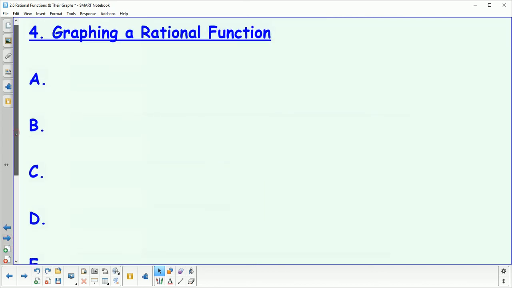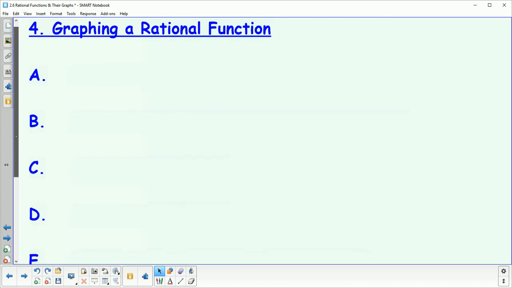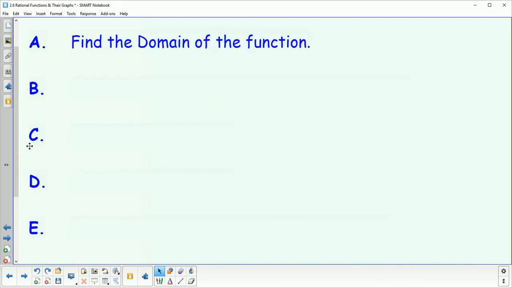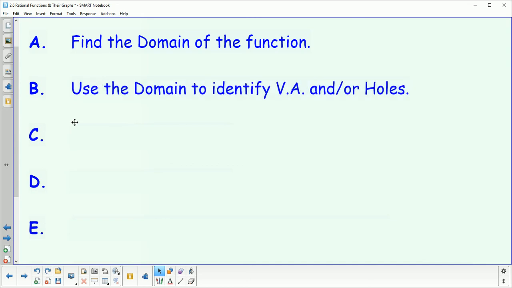Okay, and then finally, how we're going to graph a rational function. So we're going to take a lot of the old stuff that we've already done and combine it with some of this stuff today. So you're going to start by finding your domain of the function. And in order to find that domain, you're going to need to factor. So you're going to use the domain, then those factors, to find the vertical asymptotes or holes. Remember, only the denominator is 0, or holes, both the numerator and the denominator are zeros.